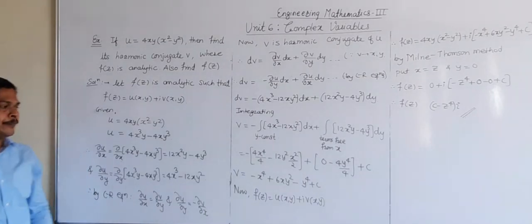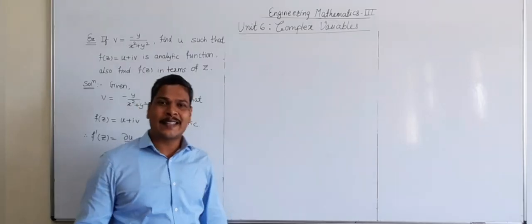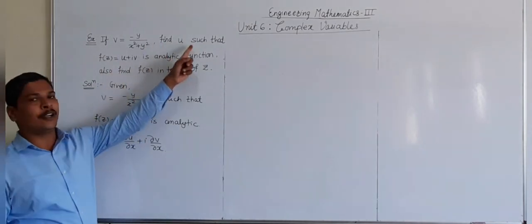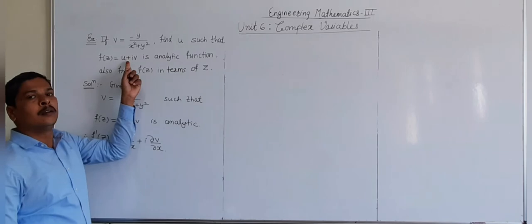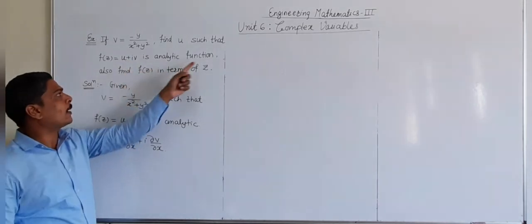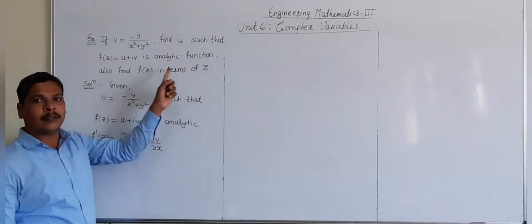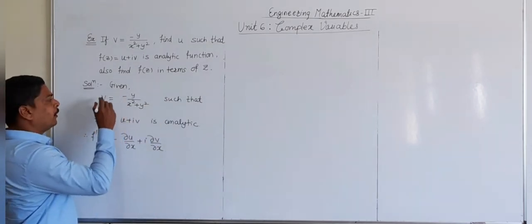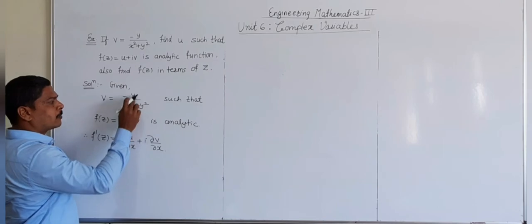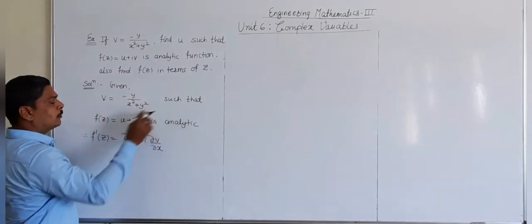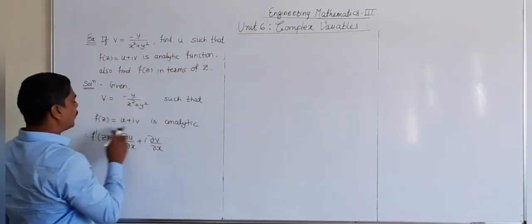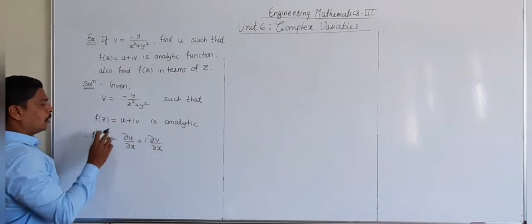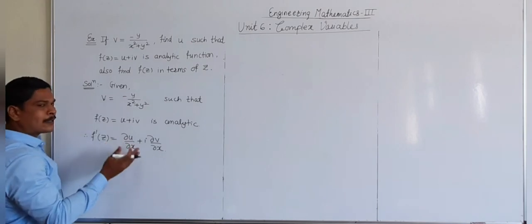Okay. Now our next example is, if v is a given function of xy, find u such that f of z is equal to u plus i v is an analytic function, also find f of z in terms of z. So first of all I will write the given function v as a function of xy: minus y upon x square plus y square. This function we require to find u such that f of z is equal to u plus i v is analytic. Therefore, differentiating this function with respect to x or y.